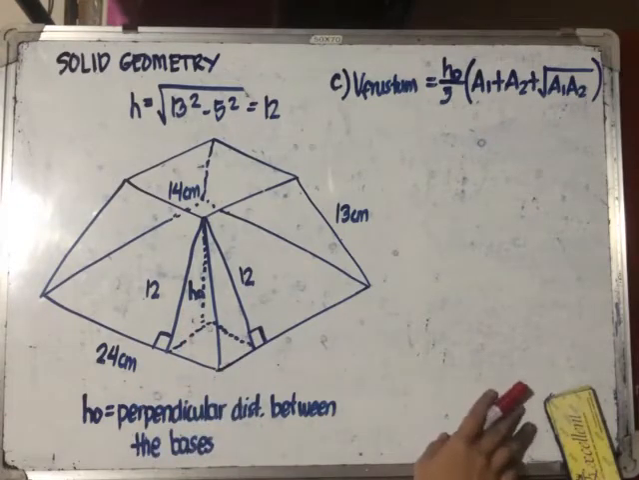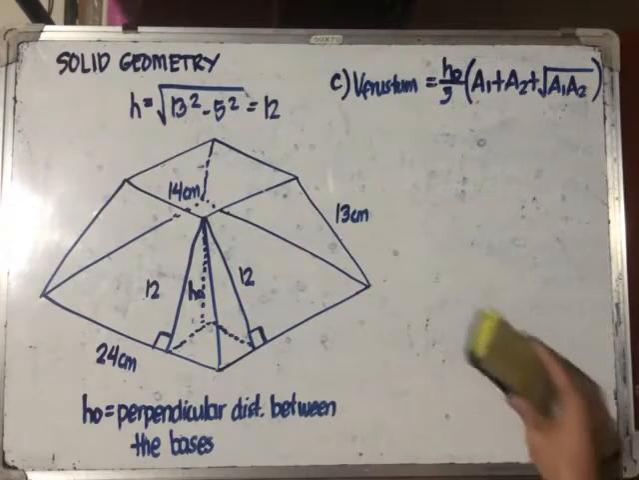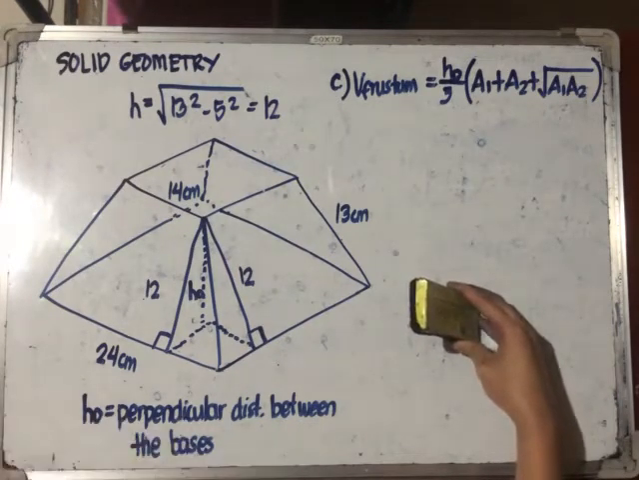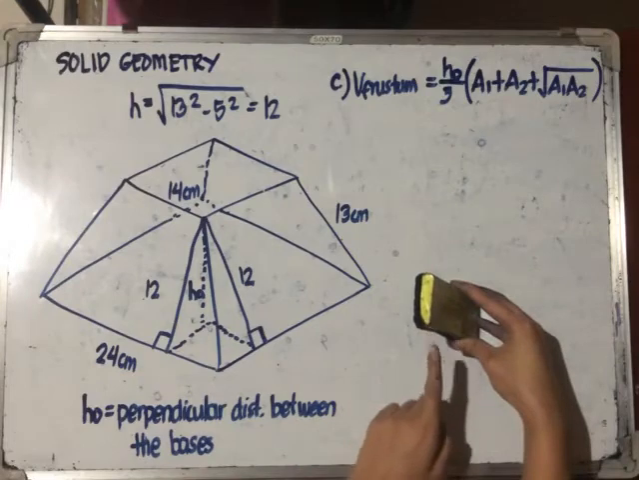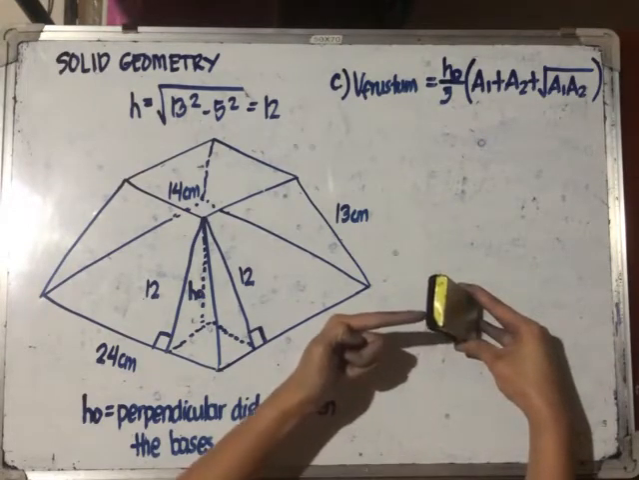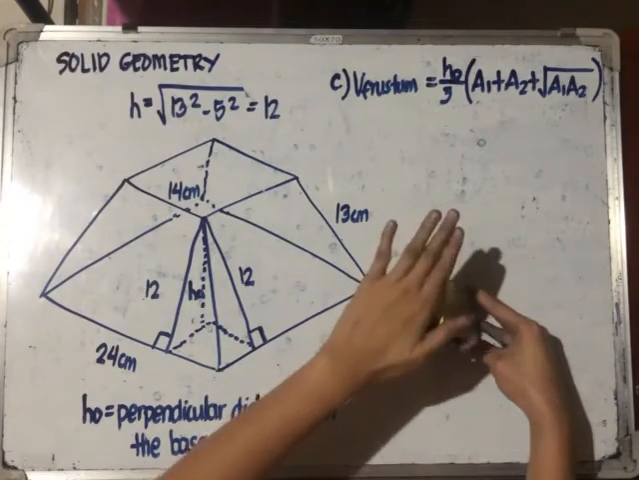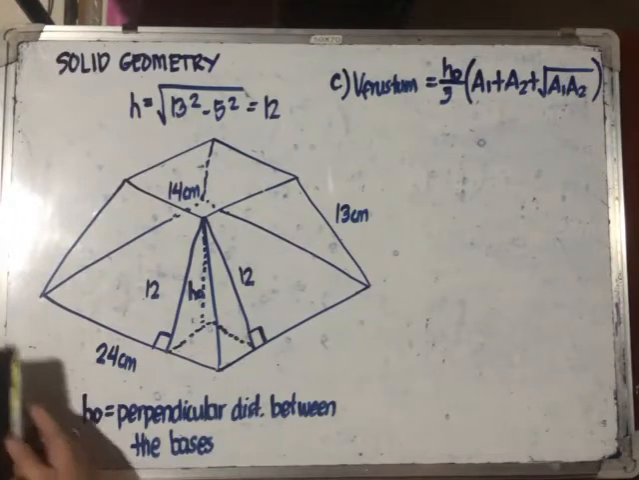But again, para ma-imagine nyo siya ng maayos, no? Nakaslant kasi siya, nakaganyan. Yung pinakadulo na nakaganito, yun yung 13. Ito naman yung 12. Hinahanap kasi natin is ito. Directly ito. Okay? Distance of the upper base to the lower base. That is your H sub O.